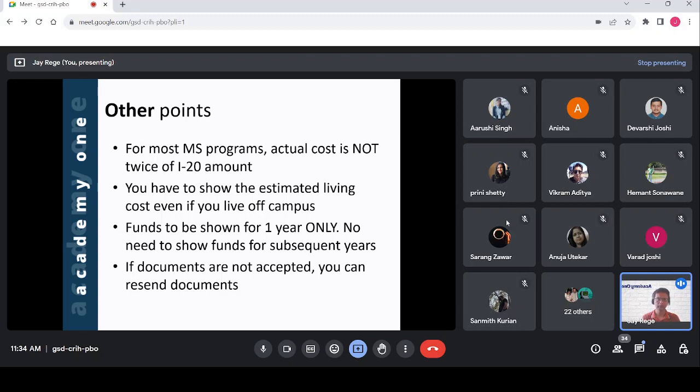So don't worry too much about sending a document, or if the bank has issued a letter which is not really in the format that the university wants. My recommendation is just send it. If the university accepts, it's good. If it doesn't, they'll just tell you that we cannot accept this document. Then you can work on alternate arrangements. So by sending a wrong or incorrect document, or just because the university does not accept your document, it will have no effect on your admission. It's not that the university will cancel your admission because of this.